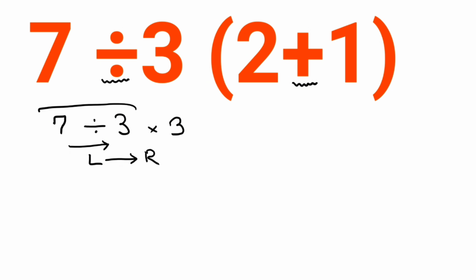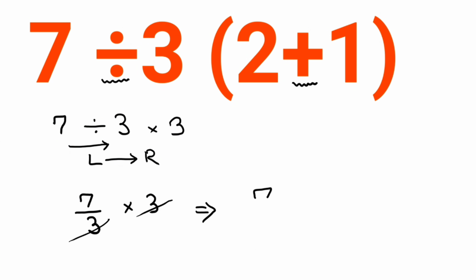So this 7 by 3 is not exactly divisible, so we can write it as 7 by 3 multiplied by 3. So this 3 and this 3 can be cancelled and we will get 7 as the correct answer for this question.